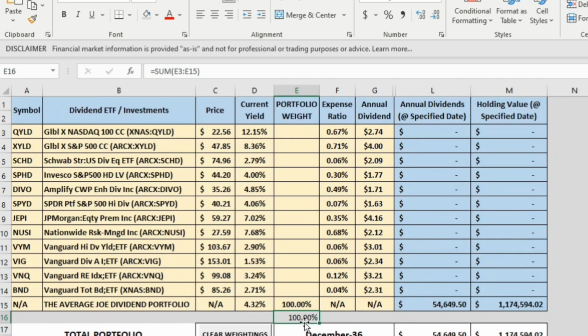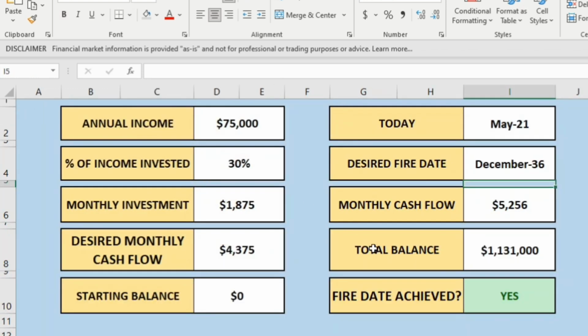Let's go ahead and mix it up here with a new look. Instead of 100% of the Average Joe dividend portfolio, we'll pop over here, we'll get rid of that. We'll go 50% Schwab. Actually, we'll go 75% Schwab, and we'll go 25% QYLD. Okay? That's 100%. Let's go back over here. Same results here. We'd have $1.1 million and we'd have $5,256. We would be meeting our goal even faster. Let's bring this back down to May of 2036. Still meeting our goal. Let's go back to January 2036, still meeting our goal.